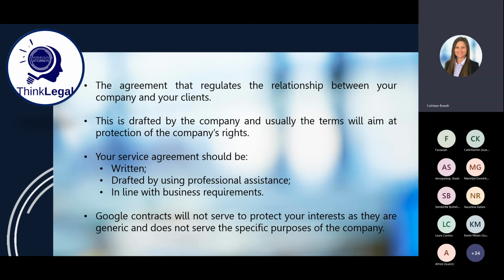What I've put in here, I didn't put this in here just for the sake of fun. I've seen this a million times. A Google contract will not serve to protect your interest as they're generic and they don't serve the specific purposes of the company. I've many a times Googled agreements. I've many a times seen what these agreements contain. And really you have to know the law and understand the law and be well versed in contract drafting to understand why these agreements will not serve to protect your interest.